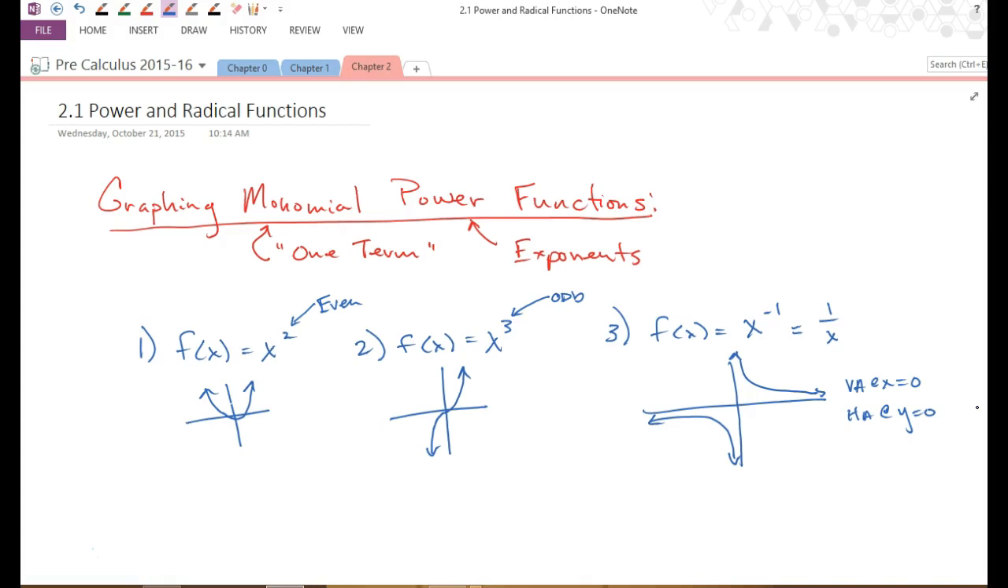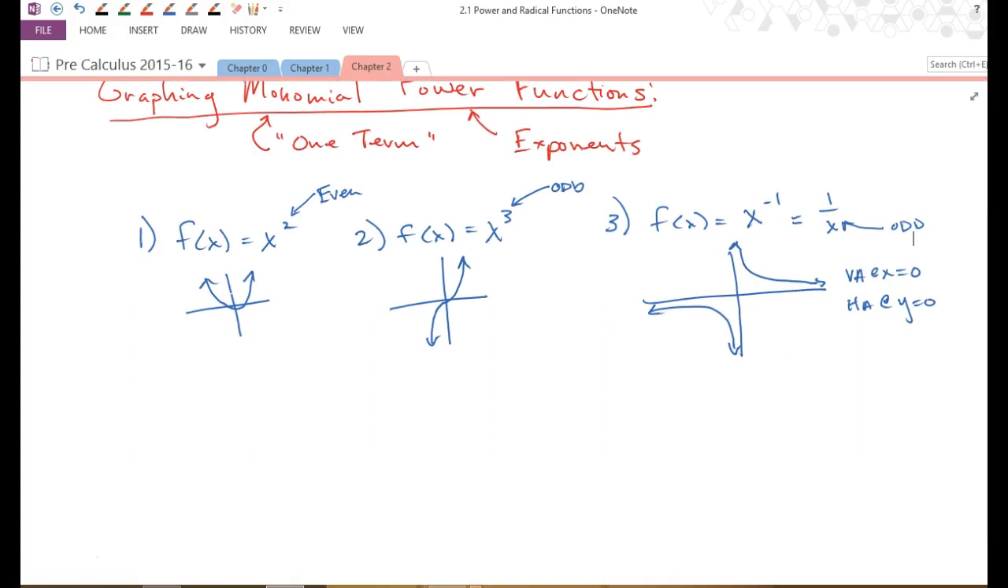Now I'm going to make another blanket statement. Anything in the denominator that has an odd exponent will look just like this hourglass function. So if it was 1 over x to the third, it would look just like this. 1 over x to the seventh would look just like that. The exponent has everything to do with how it looks, if it's an odd exponent up there.